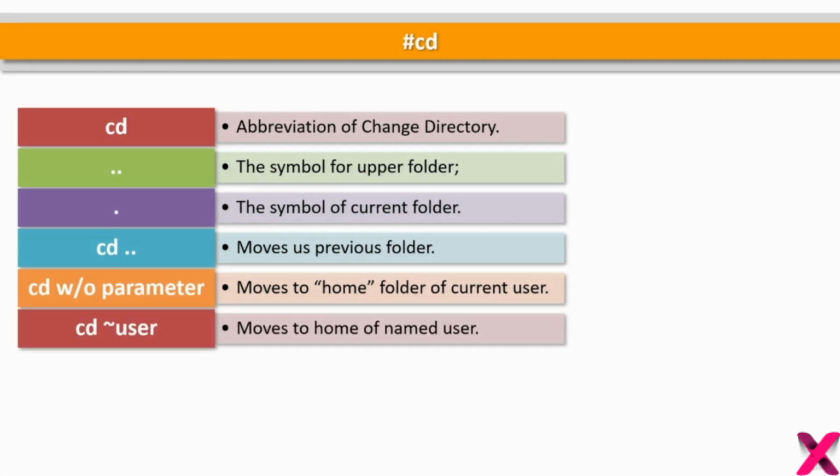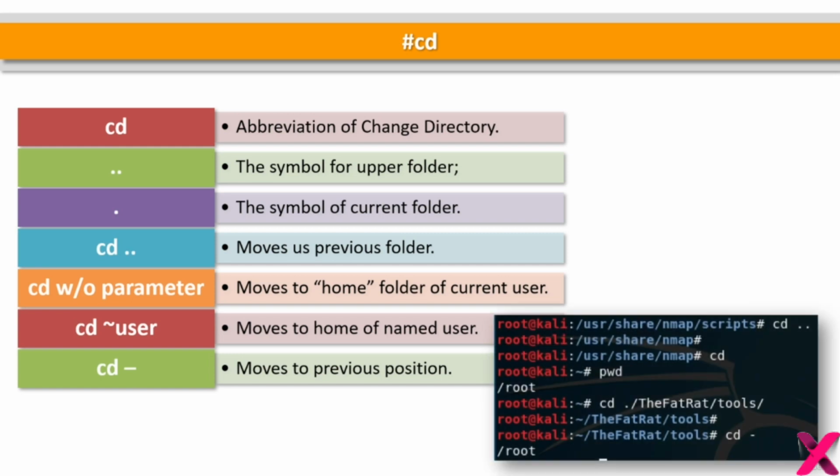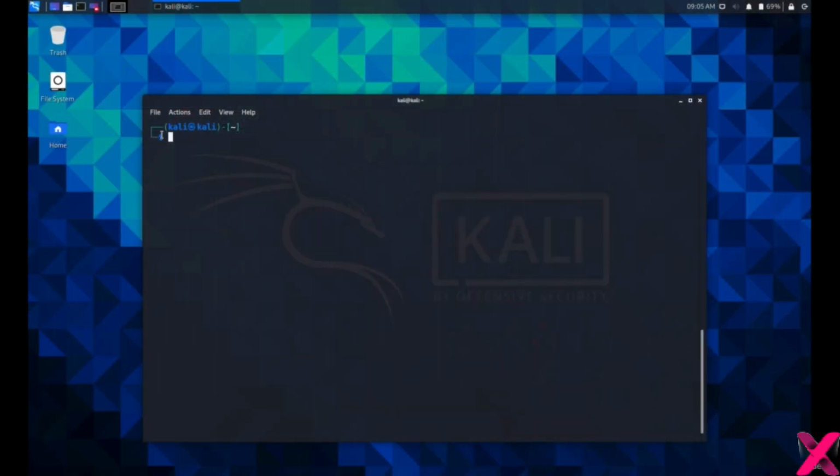Cd tilde user moves to the home directory of the named user. And finally, cd single dash moves to the previous position. All right, so let's go ahead and practice it. So go to Kali, change directory to /user/share/nmap/scripts.